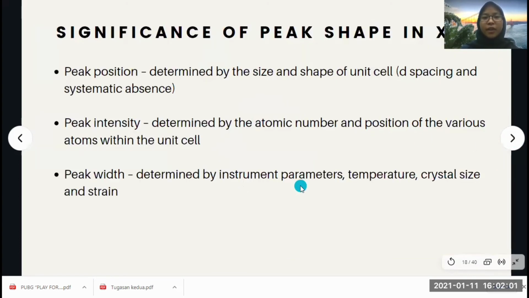So there are three significant features of peak shape in X-ray diffraction. The first one is peak position, determined by the size and shape of the unit cell, which is the d-spacing, and systematic absences. Second, peak intensity, determined by the atomic number and position of the various atoms within the unit cell. And the last one is peak width, determined by instrument parameters, temperature, crystal size, and strain.